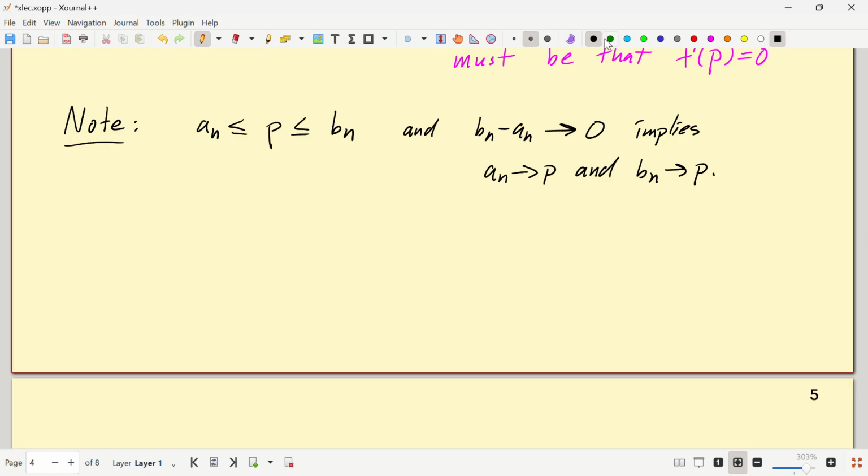I could repeat this argument. I can apply this routine to f of x minus something. Prove the intermediate value theorem that you learned in freshman calculus.